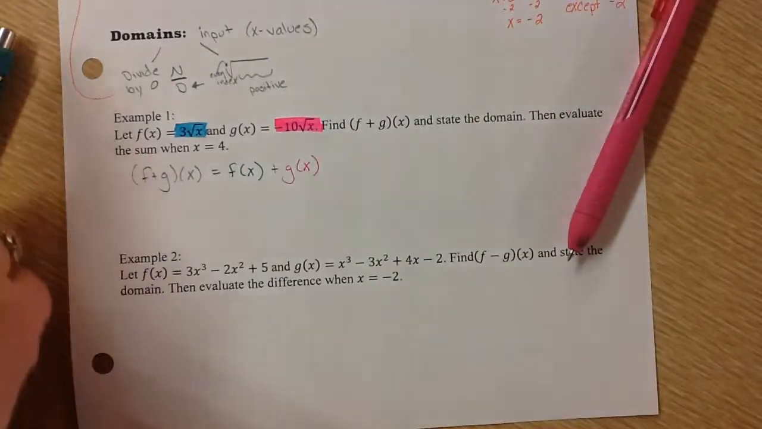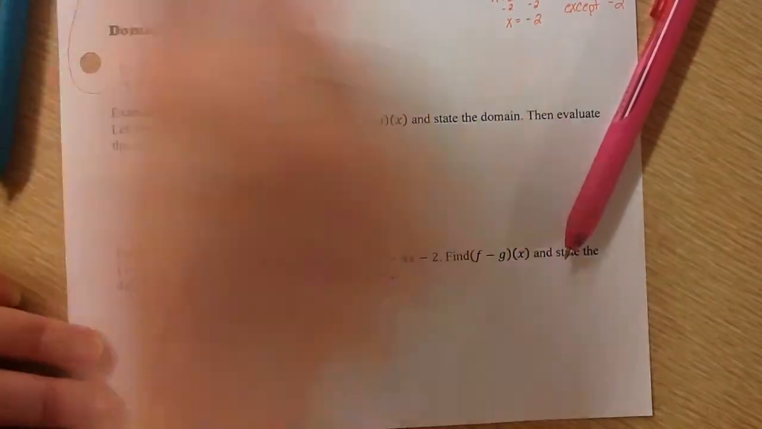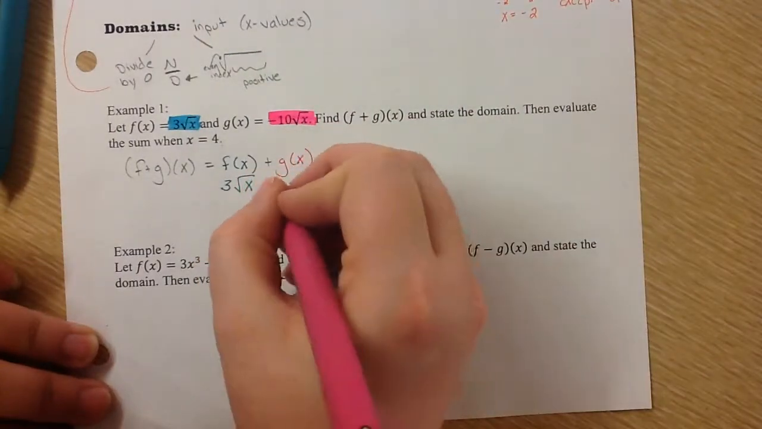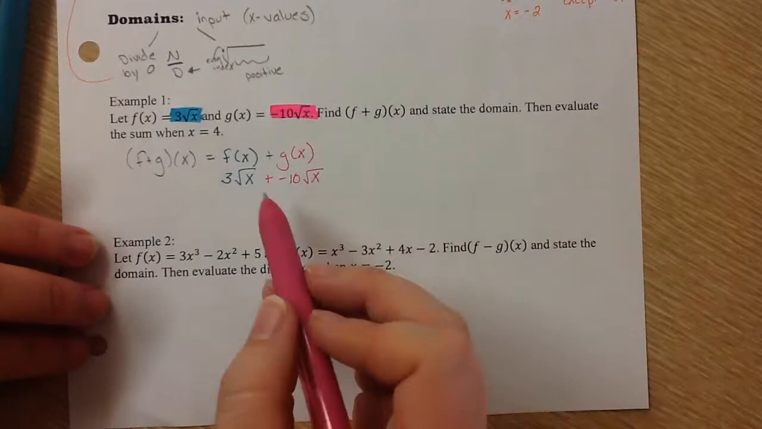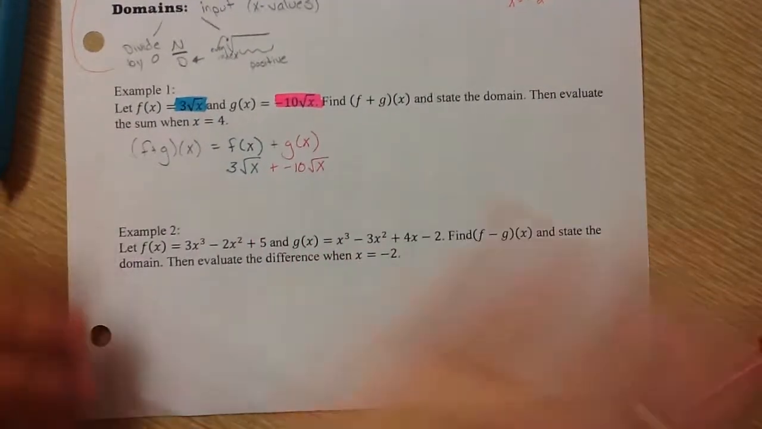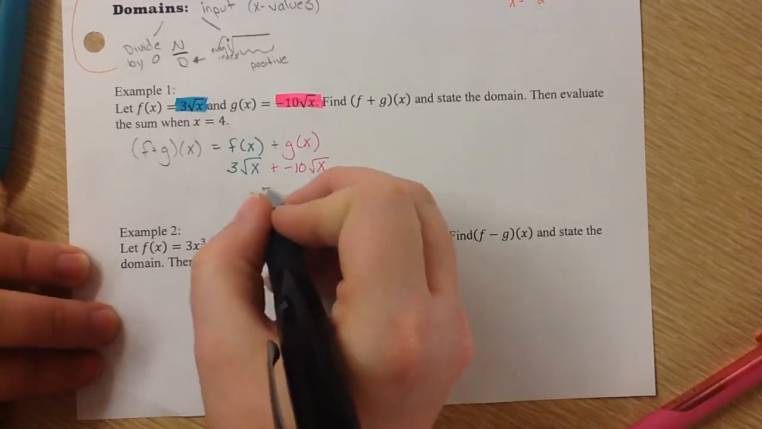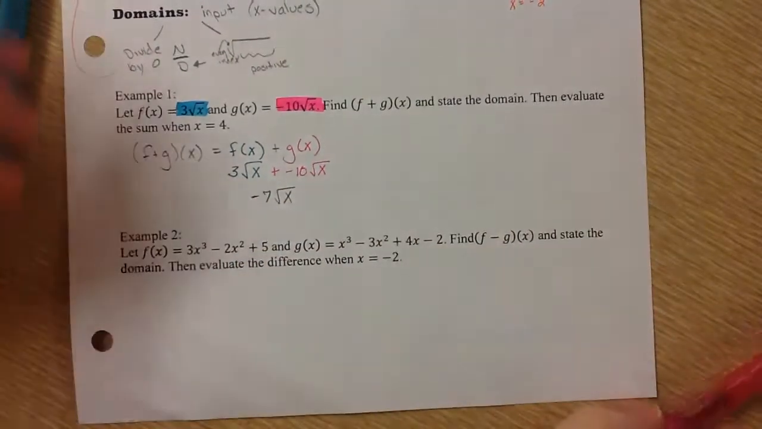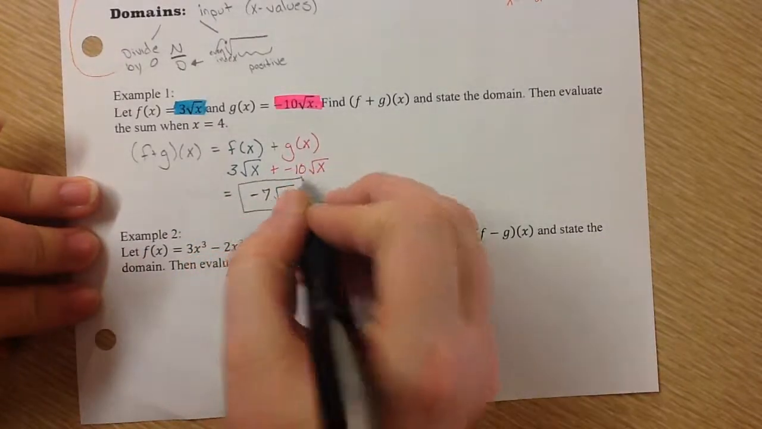Well, f of x is 3 square root x. G of x is negative 10 square root x. So when we add those, they're like terms, they're both root x's, so I can add them. 3 root x's plus a negative 10 root x's gives me negative 7 root x's. So there is f plus g of x right there.